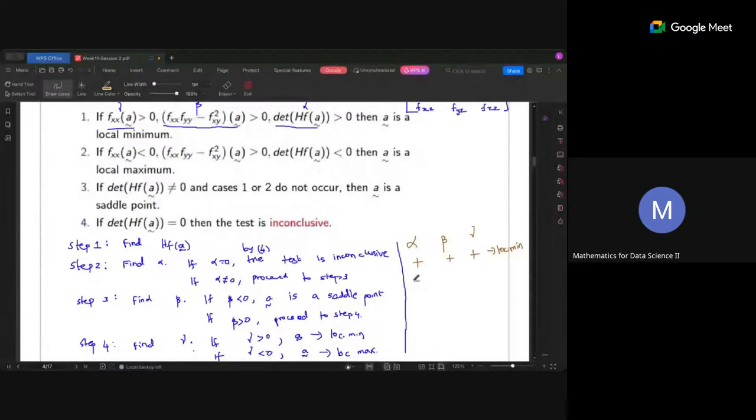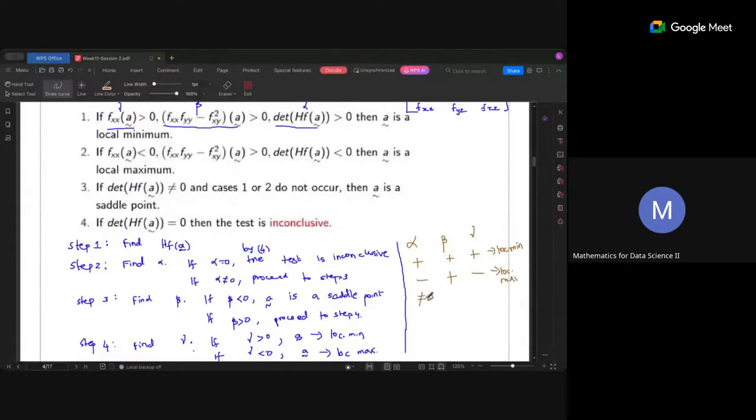right? And if the determinant is positive, if the determinant is negative, this value beta here is positive and fxx at A tilde is negative. If this happens, then it is a local maximum, right? And here if the determinant is positive or negative, it is fine. So either the determinant is positive or negative, but this is negative. If this is negative, then it is automatically a saddle point.